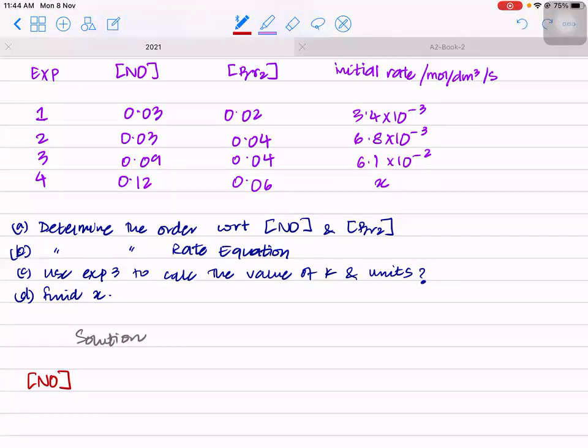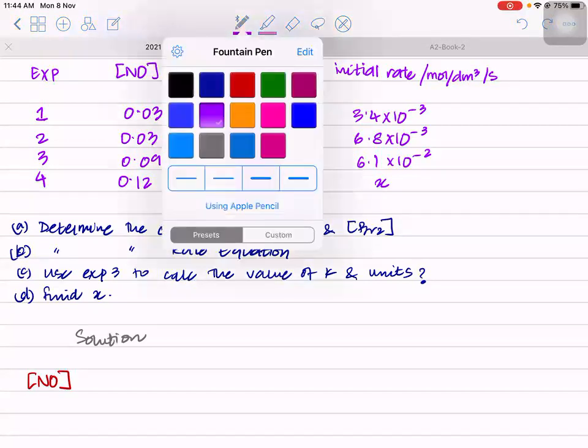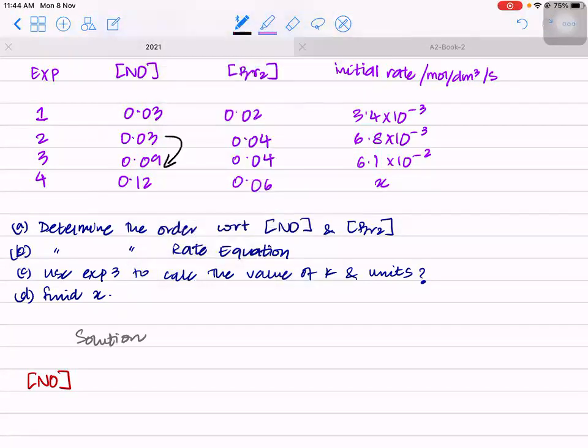Now when you want to find the order with respect to NO, you will pick 2 experiments in which the concentration of NO is changing, but bromine remains the same. Which 2 experiments can we choose? You can use the second and the third, because you see right here, NO is changing in concentration, but bromine remains the same. So I picked 2 and 3.